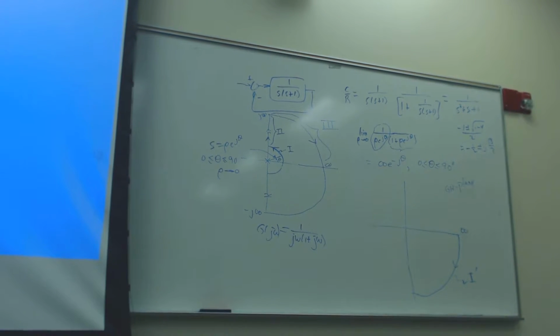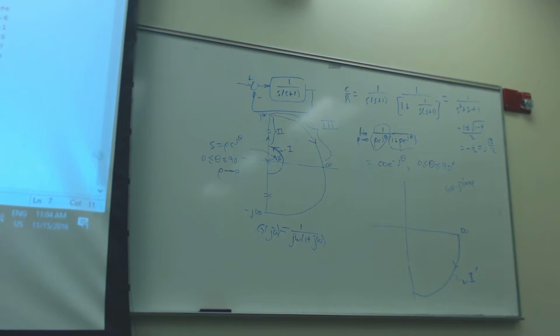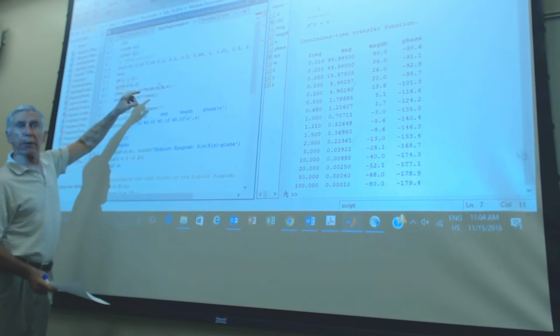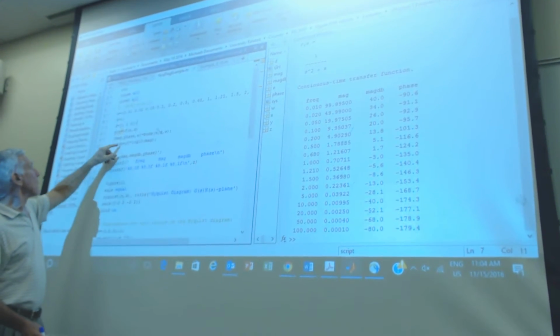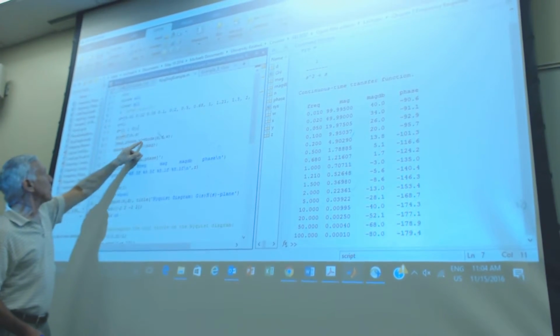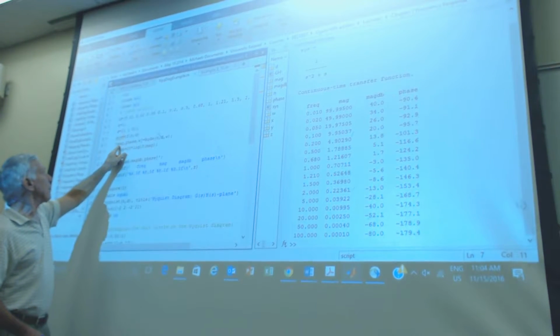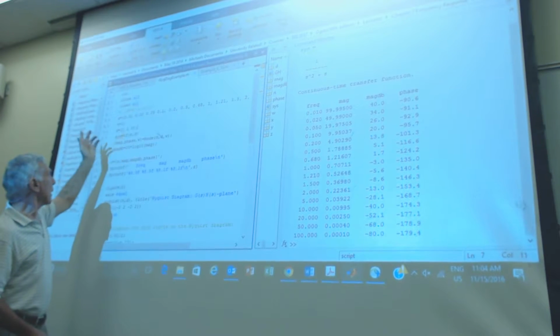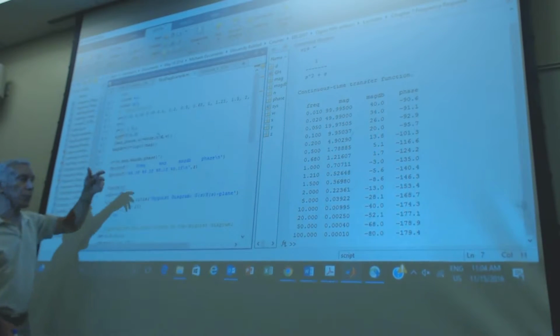And in fact, I have the frequency response here. This is the M file. This is 1 in the numerator, s squared plus s in the denominator. That's s times (s plus 1). Okay, and then I use Bode to get the magnitude and phase for various frequencies. And then I express it in dB, but that's not absolutely necessary here.